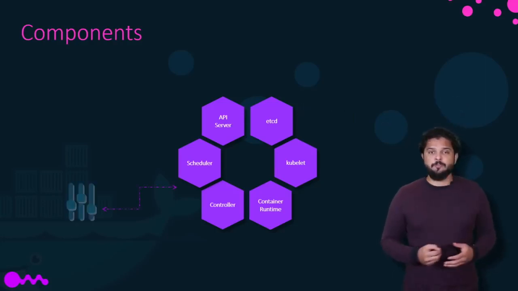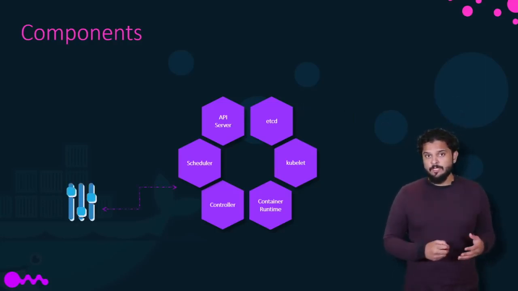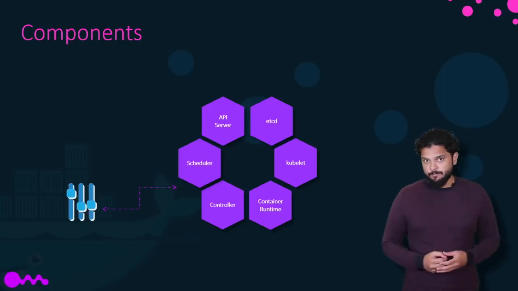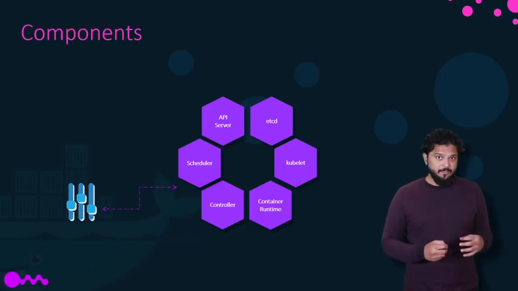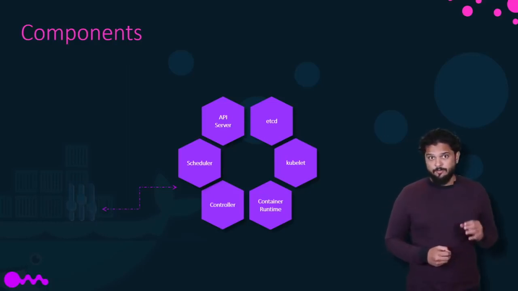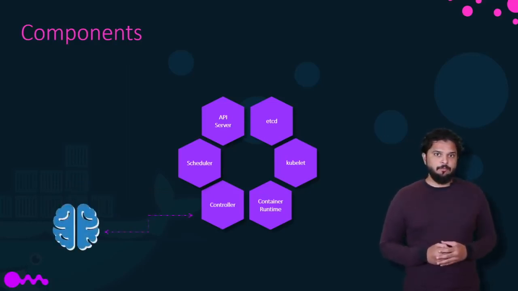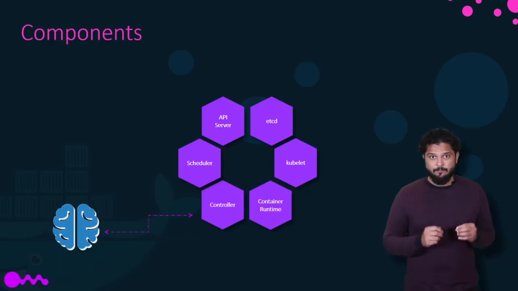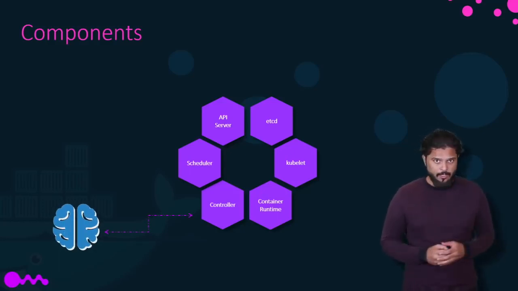The scheduler is responsible for distributing work or containers across multiple nodes. It looks for newly created containers and assigns them to nodes. The controllers are the brain behind orchestration. They're responsible for noticing and responding when nodes, containers, or endpoints go down. The controllers make decisions to bring up new containers in such cases.